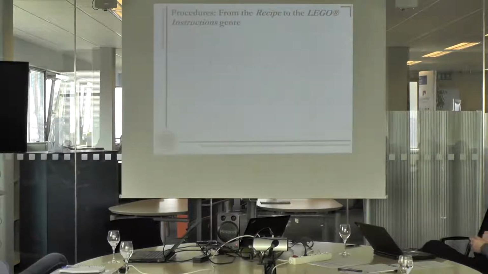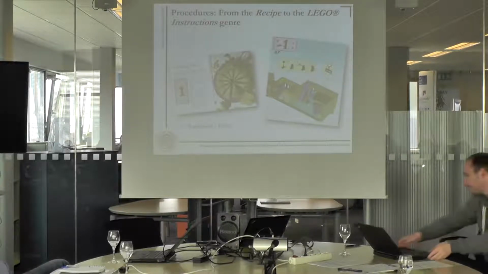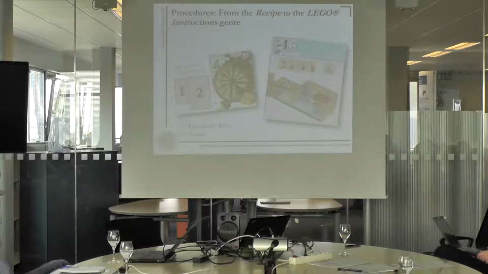Then we move on from the recipe to the legal instructions genre, which is still a procedural text, but it is totally different. They are similar in the sense that they have similar stages. In the recipe, you have a list of ingredients, and similarly, in the legal instruction, you have a list of the pieces you need, and you also have a method section.